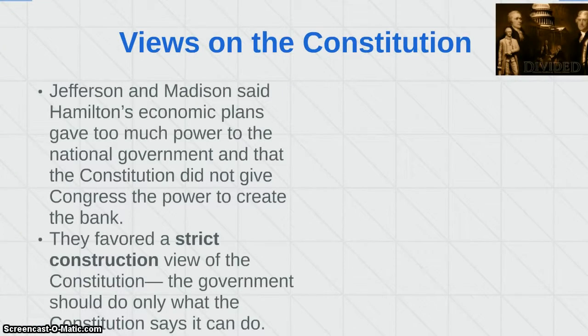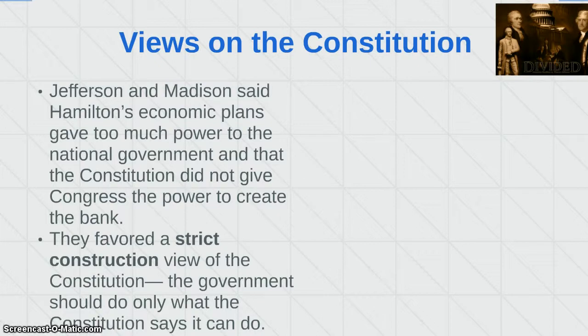On one side we have Jefferson and Madison, okay? And they favored what's called strict construction, all right? And in strict construction, you can only do what the Constitution says. If it's not in the Constitution, you cannot do it. And one of the things that was not stated in the Constitution is a national bank. So to Hamilton and Jefferson, you absolutely could not create a national bank.